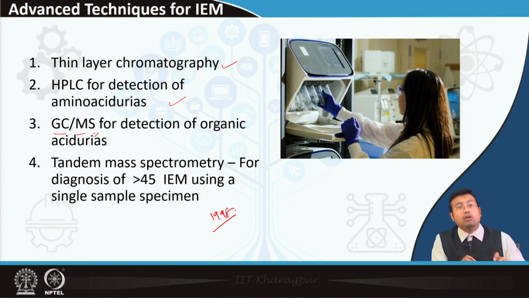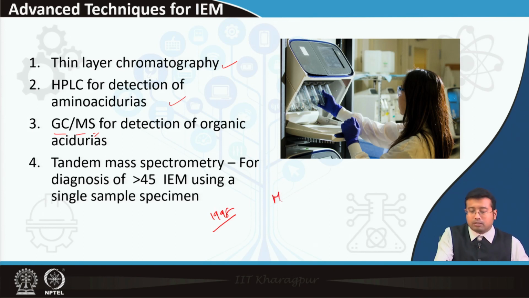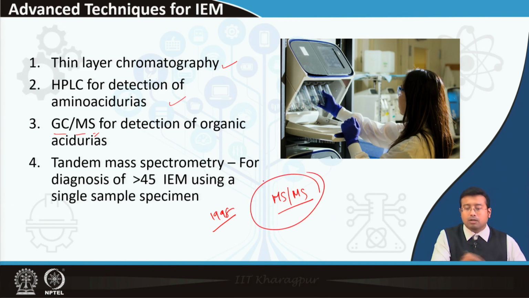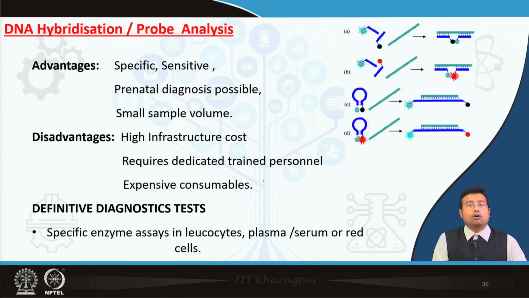So mind it, I have told you in multiple lectures that if you are asked to tell one method by which you can easily or confidently diagnose organic aciduria or any product of metabolism, the answer should be tandem mass spectrometry, which is often abbreviated as MSMS. If this option is present in an MCQ, this will be your answer, okay.